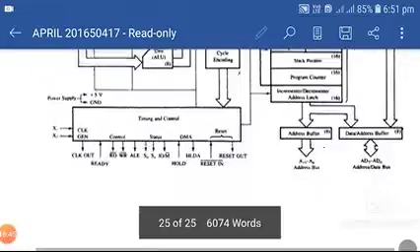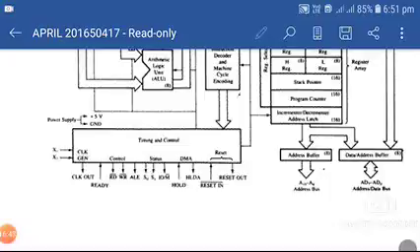So that's the end of the Part C questions of the April 2016 University question paper of Computer Architecture.